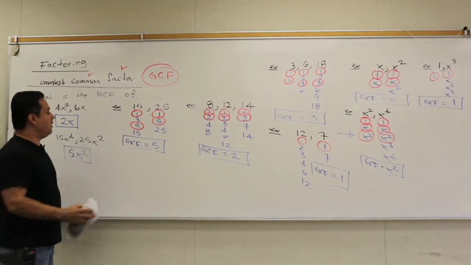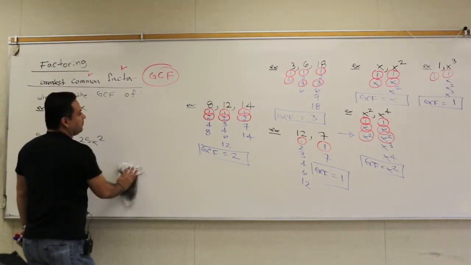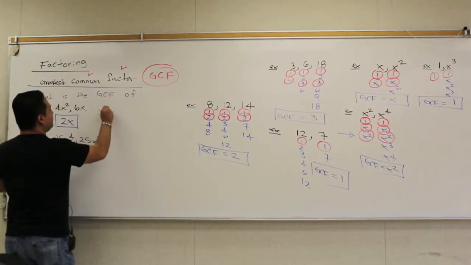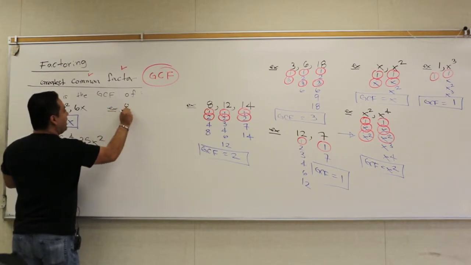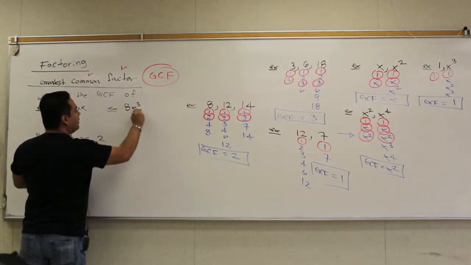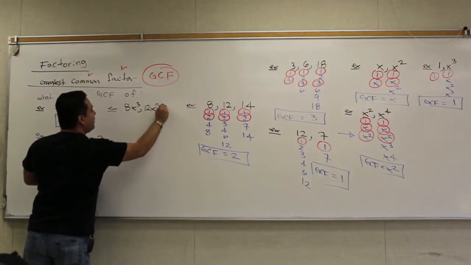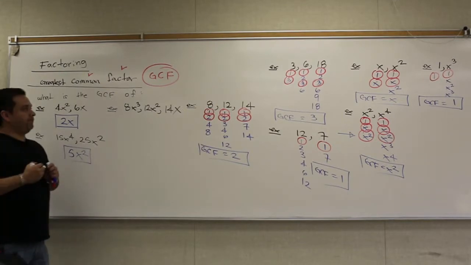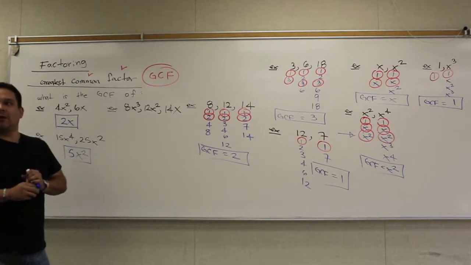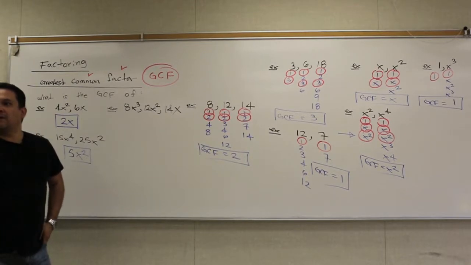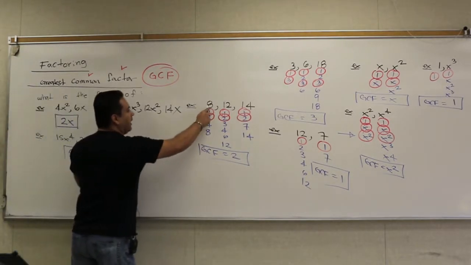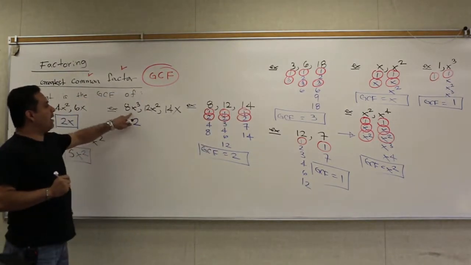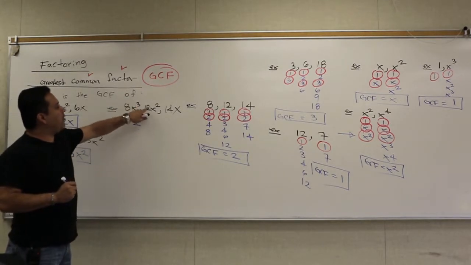Let's change this next one. What if they did this to you? Let's see if you're really awake. 8x cubed, 12x squared, and 14x. What's the greatest common factor? How did you get that so fast? Because you already did 8, 12, and 14. You did the numbers and then the letters. X to the third, x squared, and x.